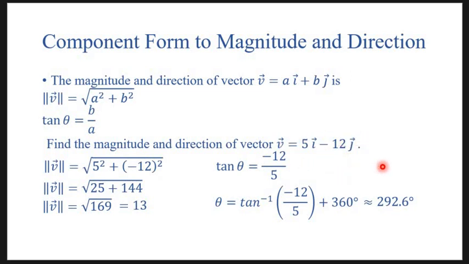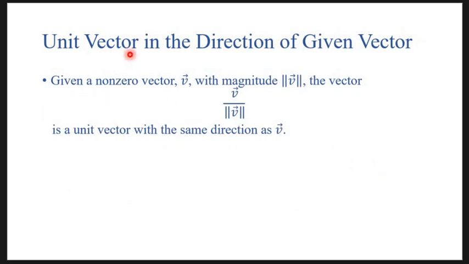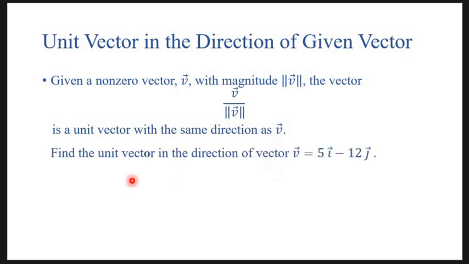So the last objective I want to look at is finding a unit vector in the direction of a given vector. So given a non-zero vector v with magnitude symbolized here, the vector with this notation here is the unit vector in the same direction as v. So for example, if we wanted to find a unit vector in the direction of the vector we were just looking at, 5i minus 12j, well, we already know that the magnitude of that vector is 13 units.